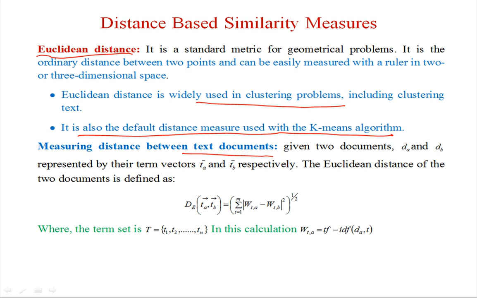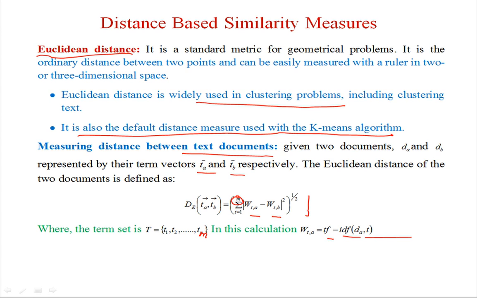Given two documents DA and DB represented by their term vectors TA and TB respectively, the Euclidean distance between the two documents can be calculated as the square root of the entire summation of the mod of WTA minus WTB whole square, where WT is equal to the term frequency inverse document frequency of term T in document A, and the term set is represented as T1 to TM, where M is the number of terms, because we used summation as M.